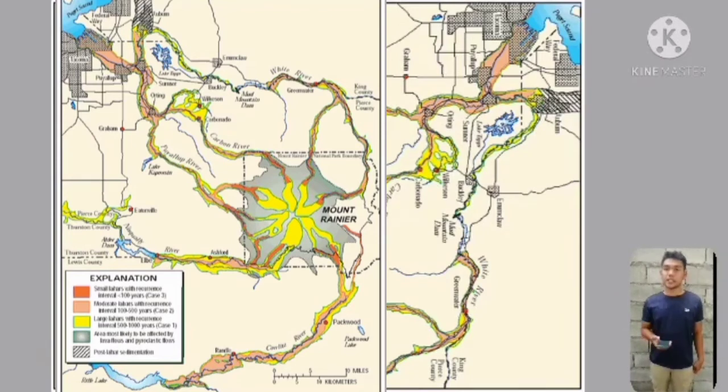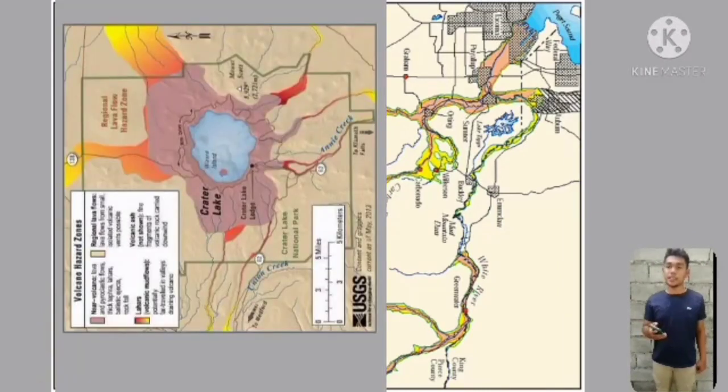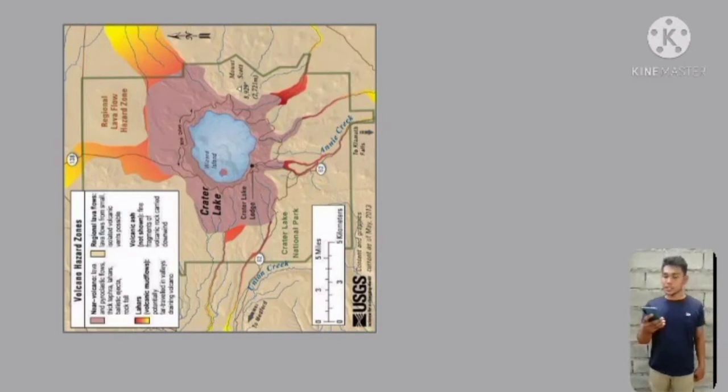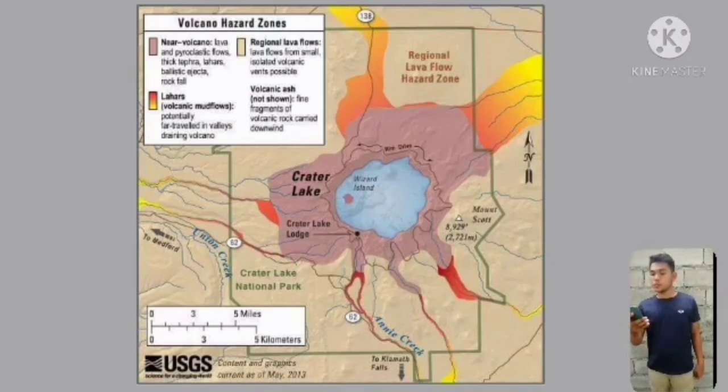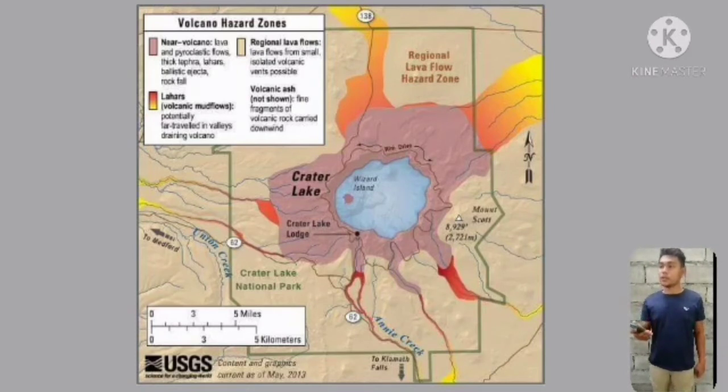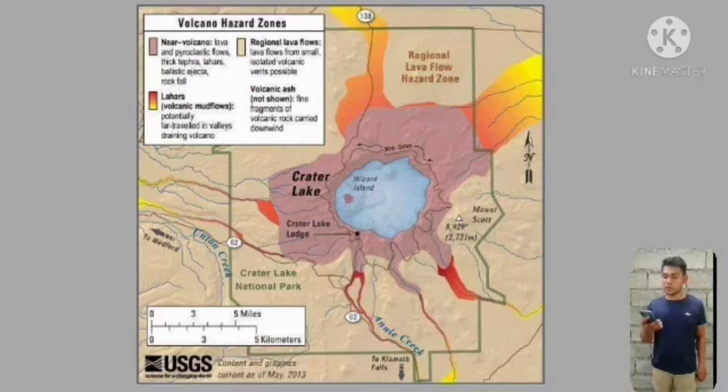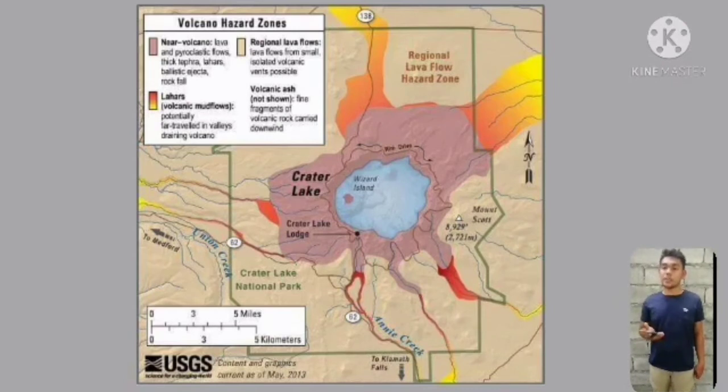So the yellow one is large lahars. So diyan ang mga danger zone. Green one is area most likely to be affected by the lava flows. So diyan yung marami ng mga fluid or lava flows, dyan nanggaling ang mga lava na lumabas. So the black one is post-lahar sedimentation. So kapag tuyo na ang lava, mahimo na siyang sedimentation.